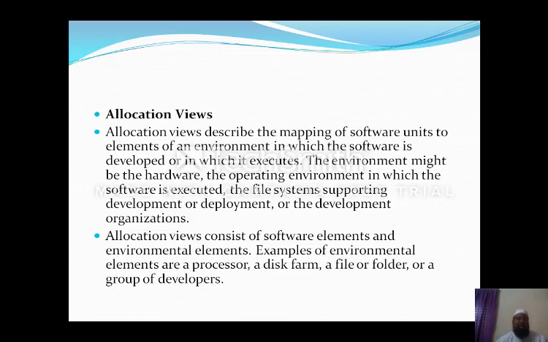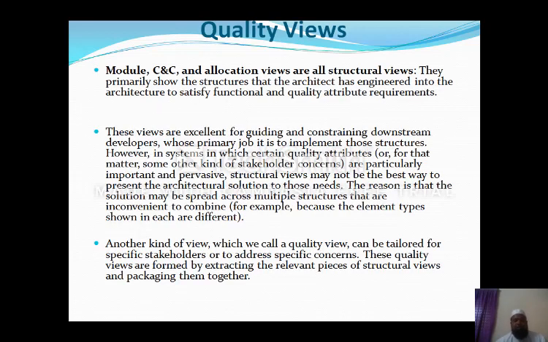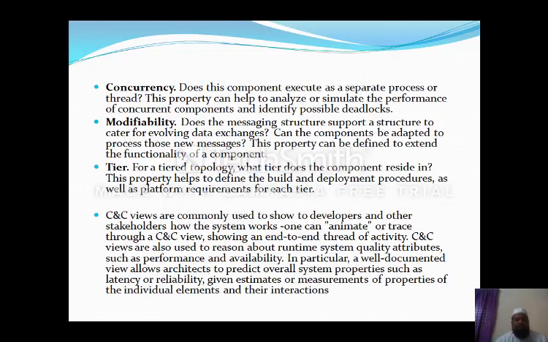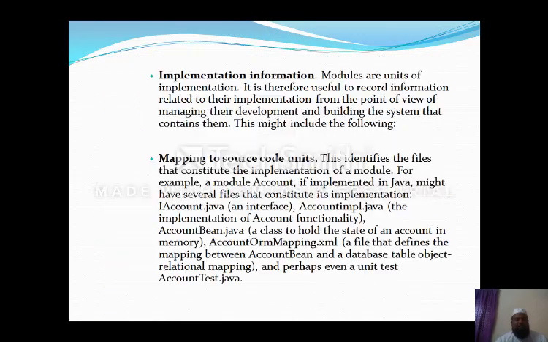See, right from the starting we are talking only about mapping. The same thing, mapping of software elements to the environment in which the software is going to be developed or deployed, or is going to be executing. An allocation view consists of software elements and environmental elements. Examples of environmental elements are processor, disk farm, file or folder, or a group of developers. Okay, these are the things which we will discuss regarding the views.